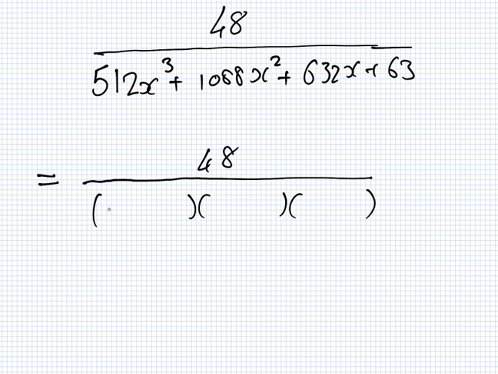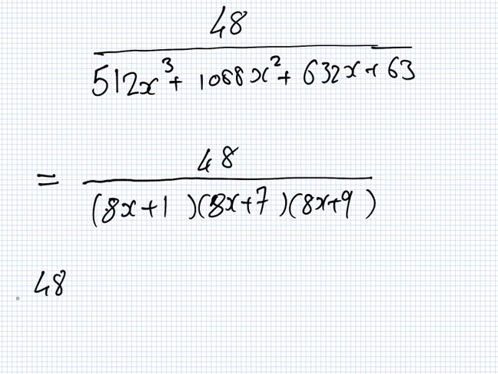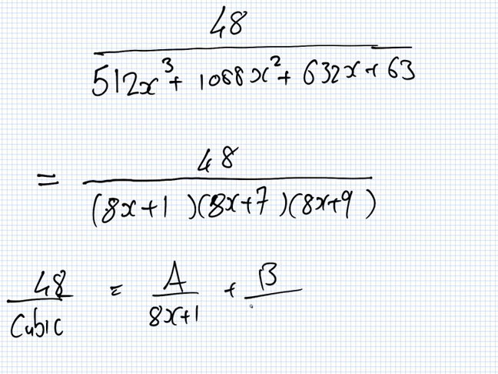So it's factors, minus 1 over 8, so that'd be 8x plus 1. 8x plus 7. 8x plus 9. Okay, so this can be written as 48, and just to save time, I'll just write cubic for short, for the full cubic, equals a over 8x plus 1, plus b over 8x plus 7, plus c over 8x plus 9.